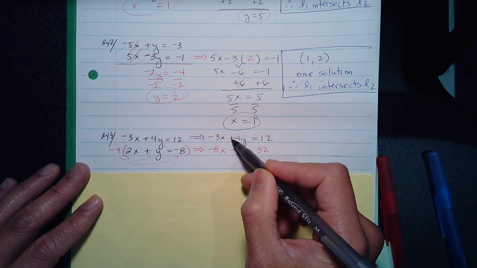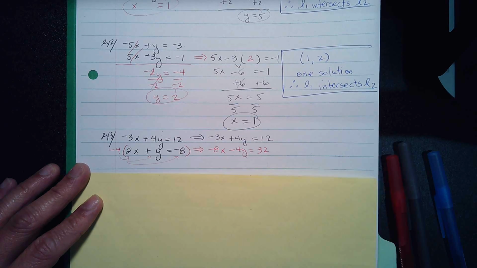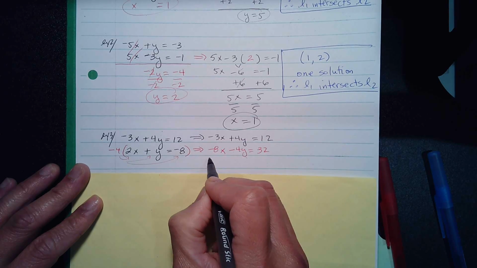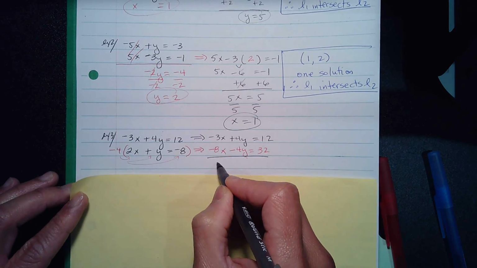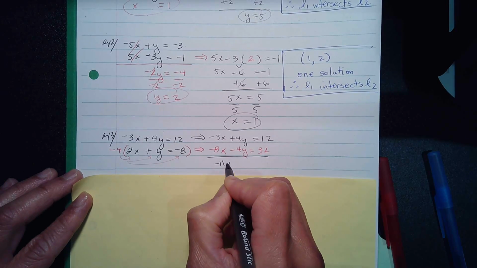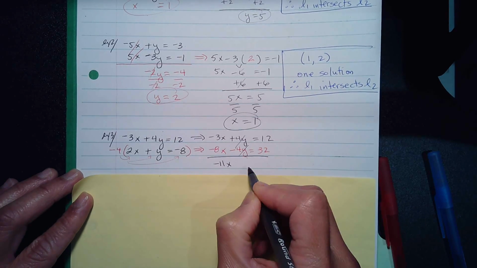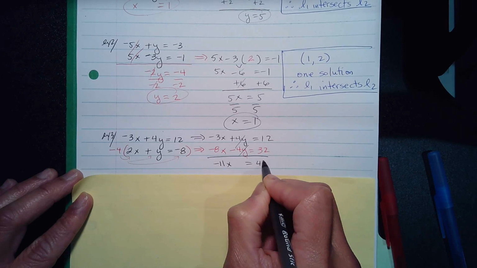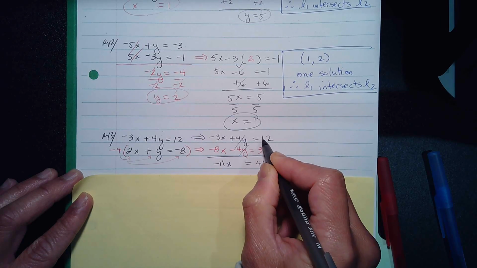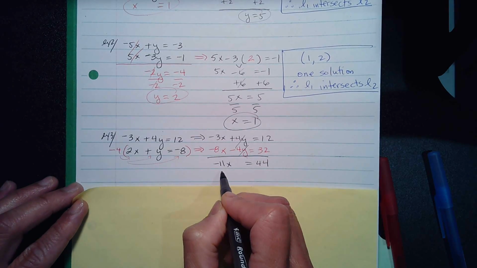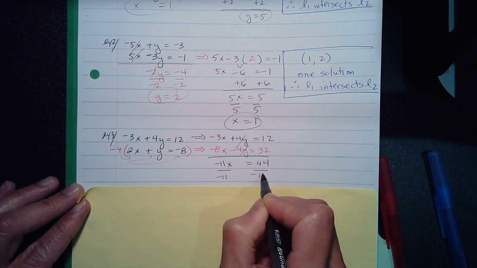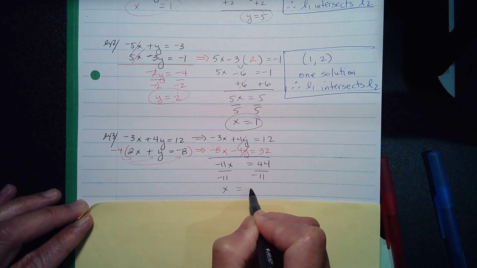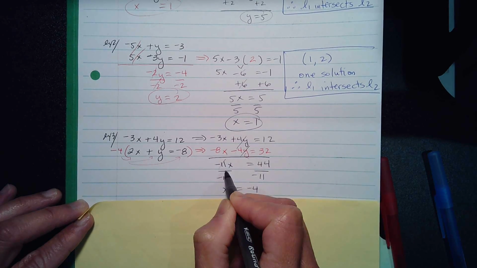4, 4, one's positive, one's negative. So that means when we add everything, -3, -8, -11x. That's going to be 0 equals 44. 2 plus 2 is 4, 1 plus 3 is 4. To get x by itself, we divide by -11. X equals -4.